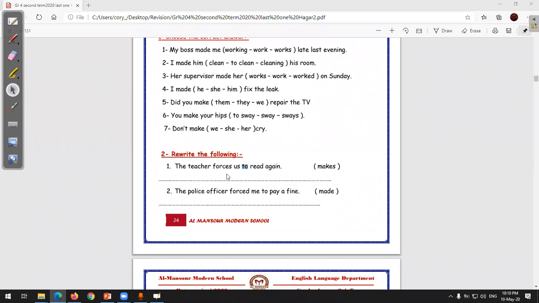The teacher forces us to read again. We want to use makes. The teacher makes us read again. We don't use to. We remove the to, okay? Remove this to, and makes us read.